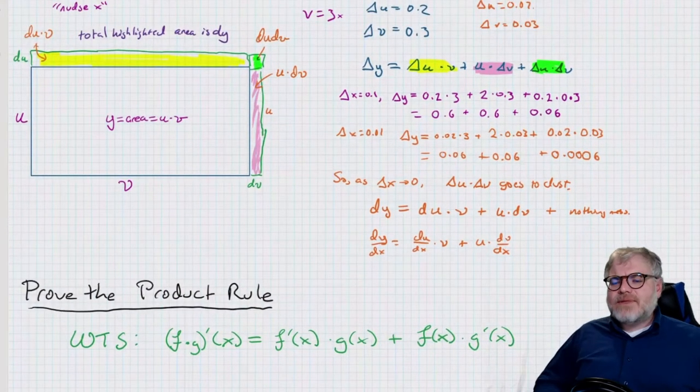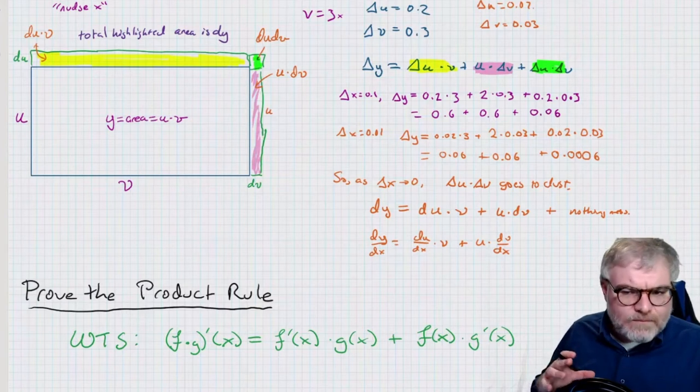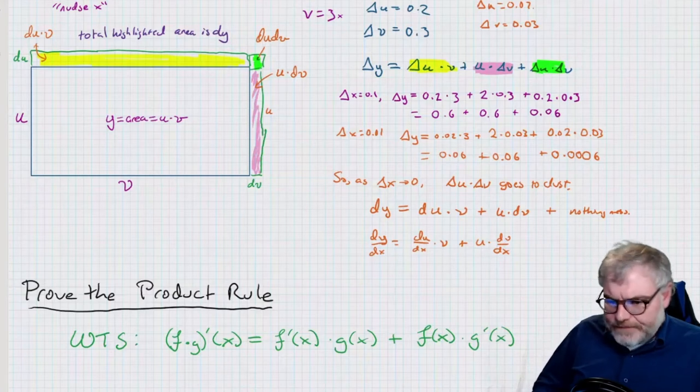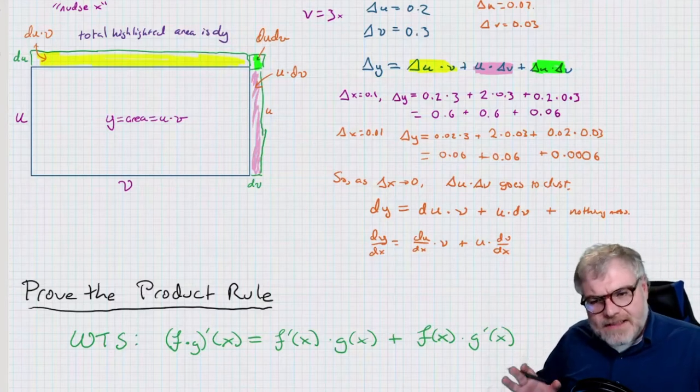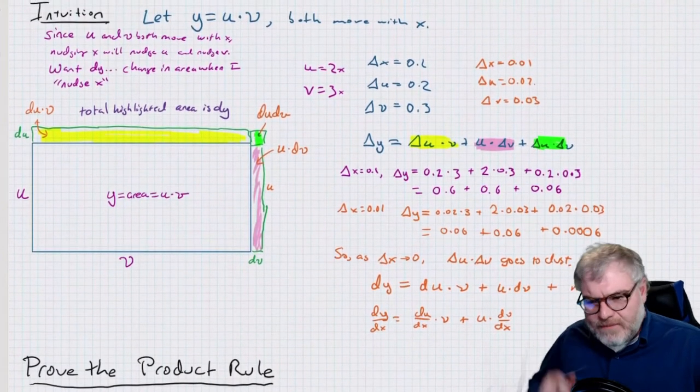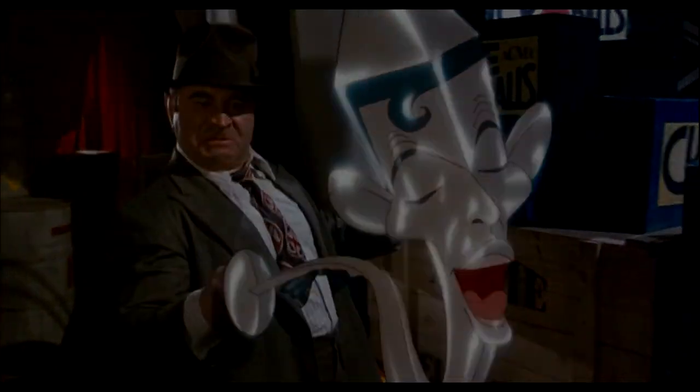So if someone asked me to show them, hey, how is the product rule actually working in calculus? I say, well, let's look at this rectangle. It's not a proof, but it's an explanation about what is going on and the intuition behind it. Wicked witchcraft.